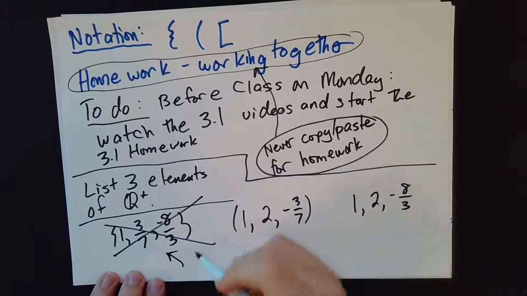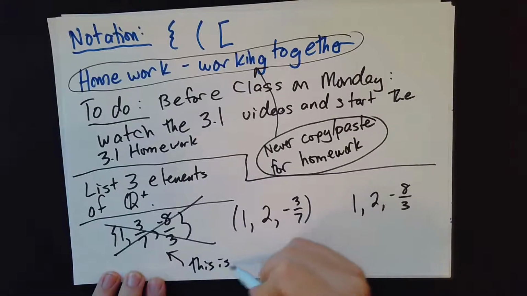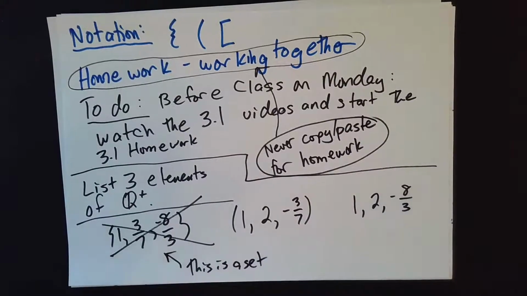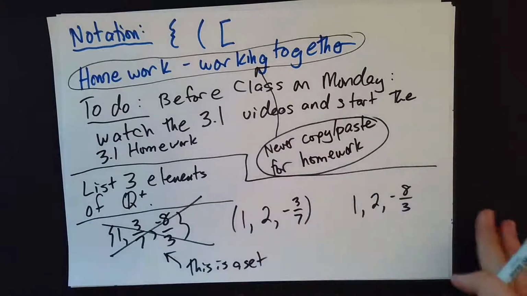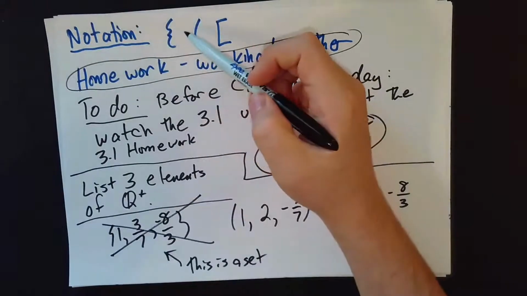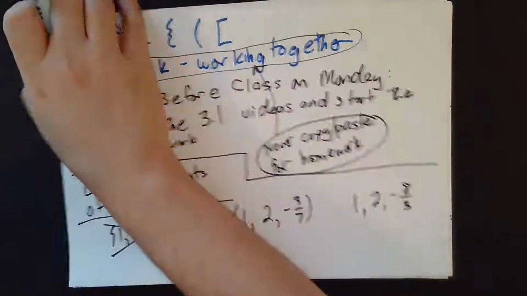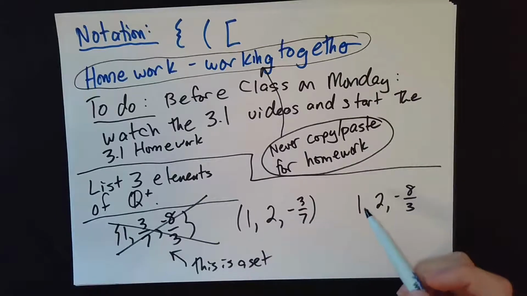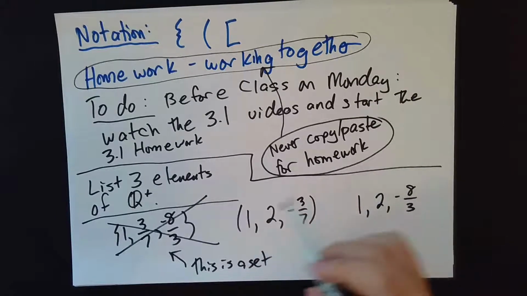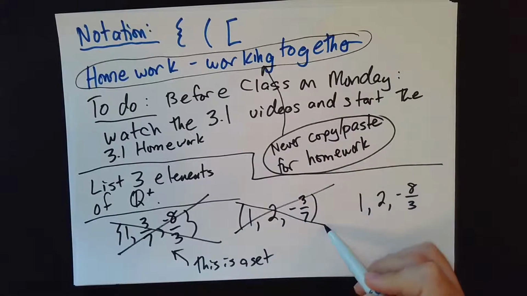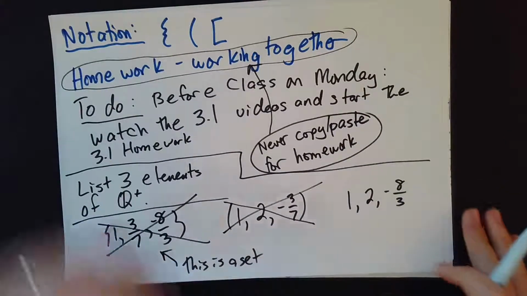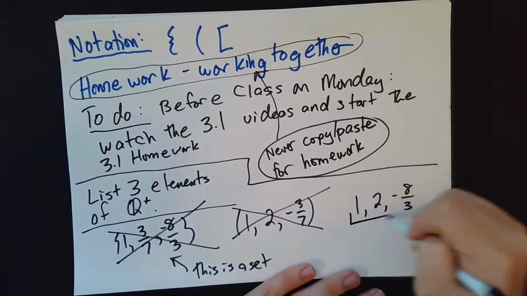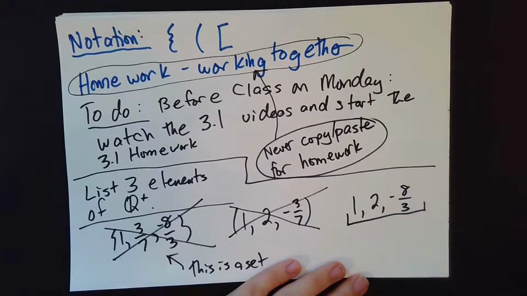This is a set. This is one set, which should not be what you're giving when you're asked for a list. Likewise, this is a tuple of points, so this is something that lives in R3. This is not what you should list either. And so when you're asked for a list, you should give a list that looks like this.